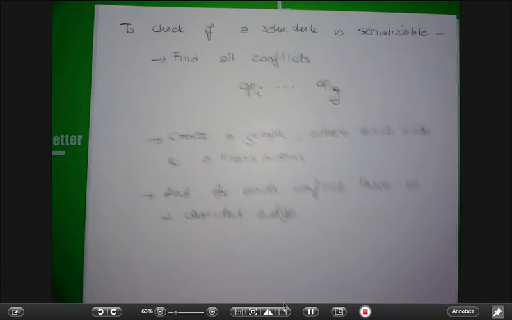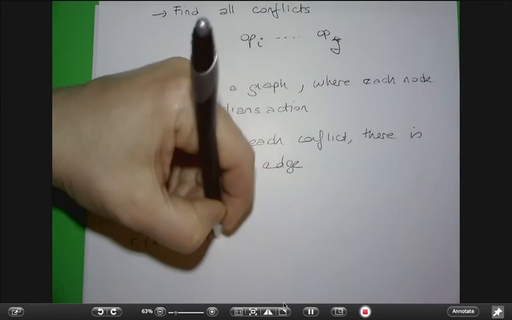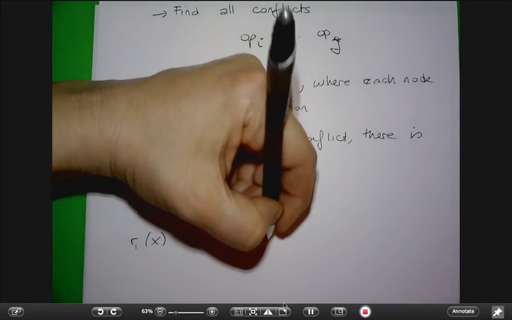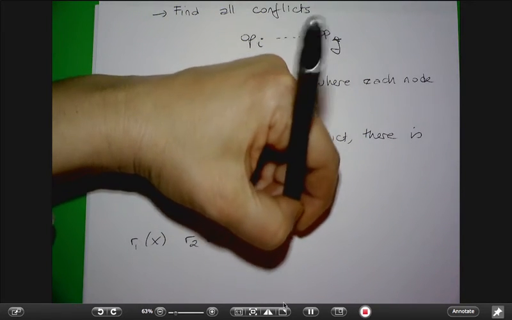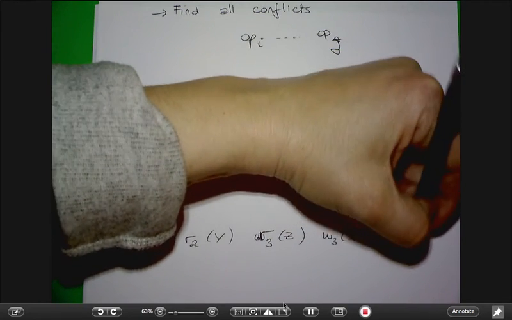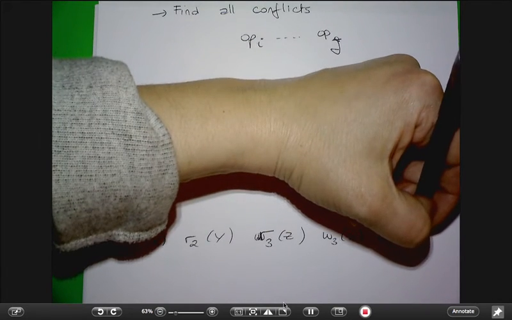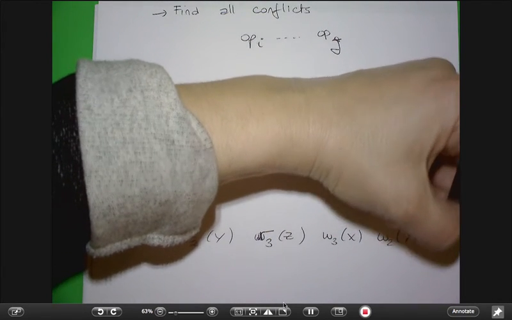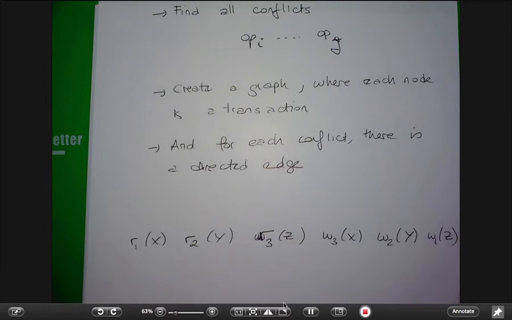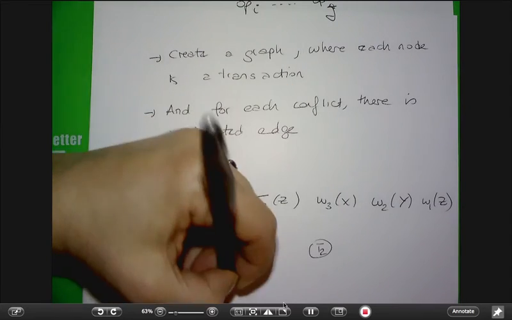So let me write a simple one here. So let's say I have R1 of x, R2 of y, R3 of z, W3 of x, W2 of y, W1 of z, something like this. So now I have 3 transactions, T1, T2, and T3.